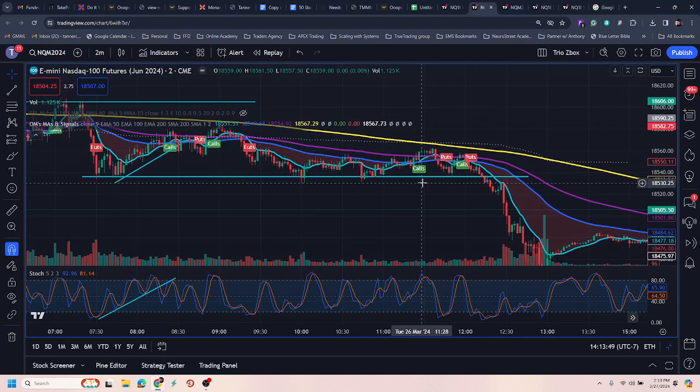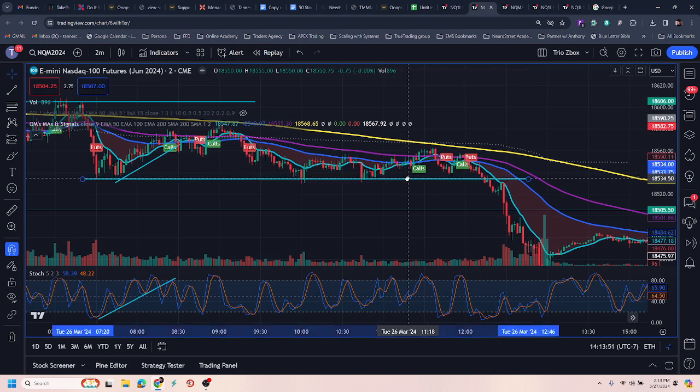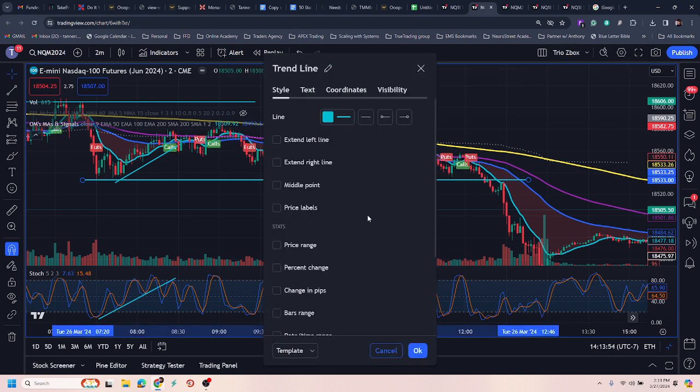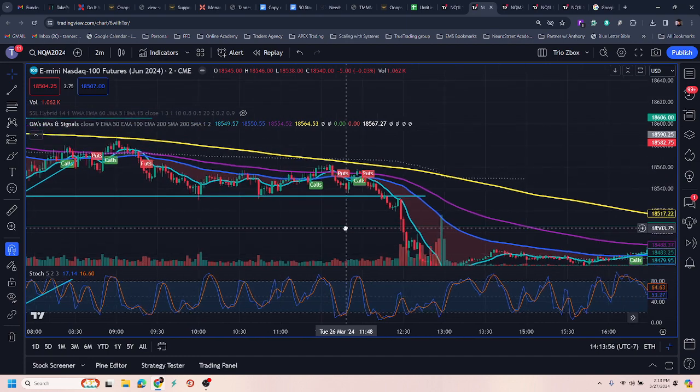So what I did yesterday to make my money, to make my $3 grand that I told you about, was right here. I took a small little chunk right here to the downside.